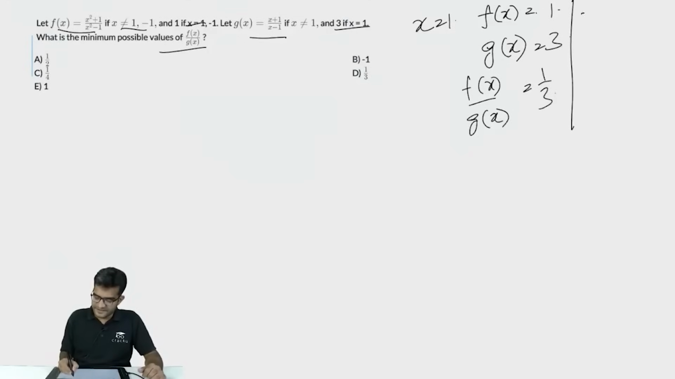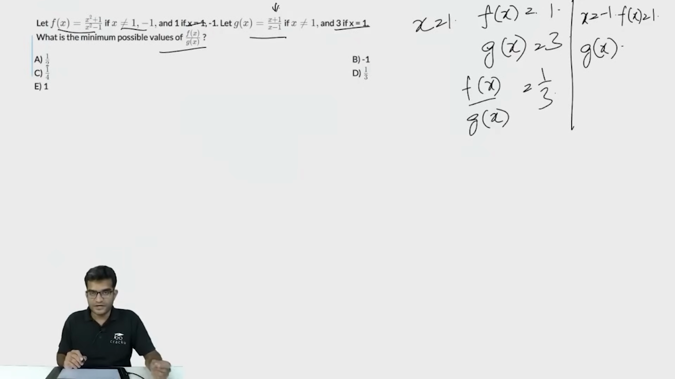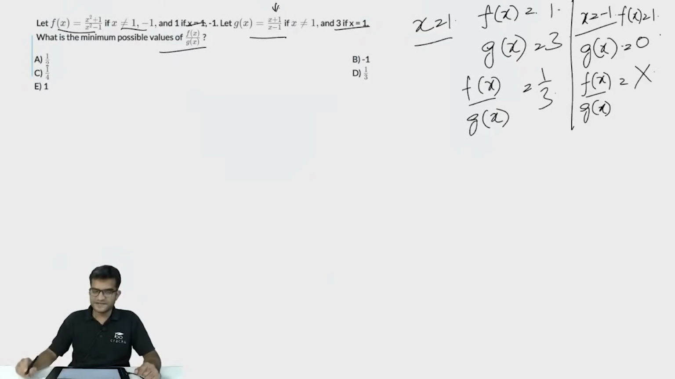Similarly, if the value of x is equal to minus 1, then f of x is again equal to 1. And what is the value of g of x? G of x will be equal to minus 1 plus 1 over here, which is 0, divided by minus 1, which is minus 2. So g of x is equal to 0. So the value of f of x by g of x is not defined because g of x is actually equal to 0.